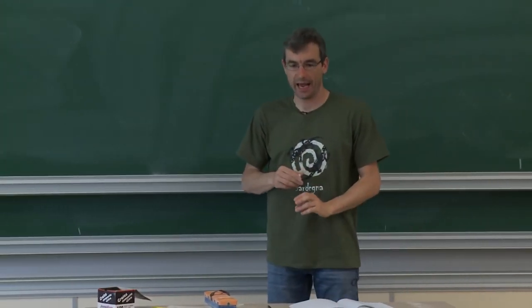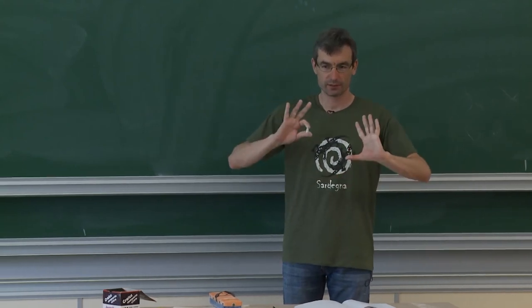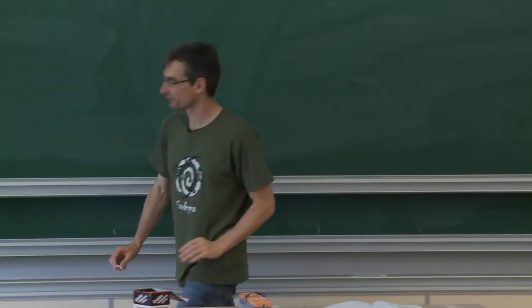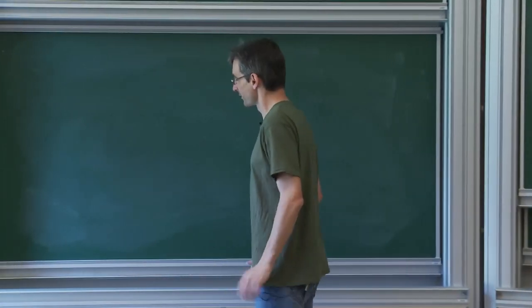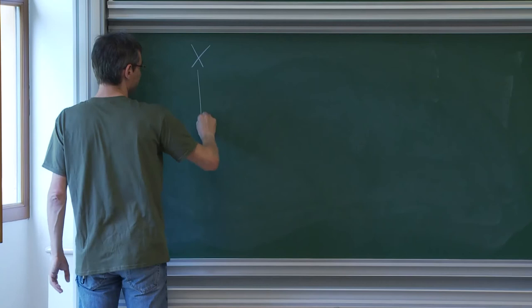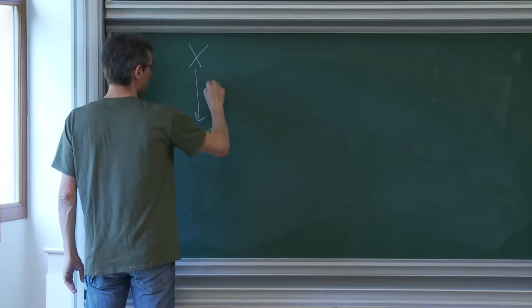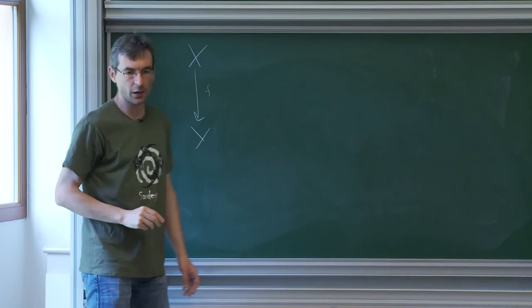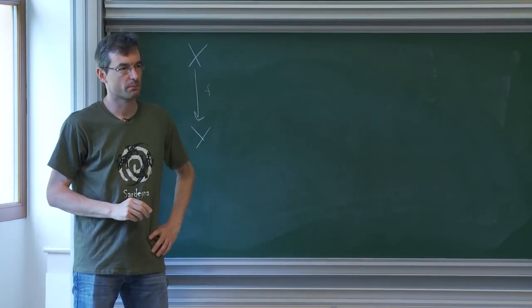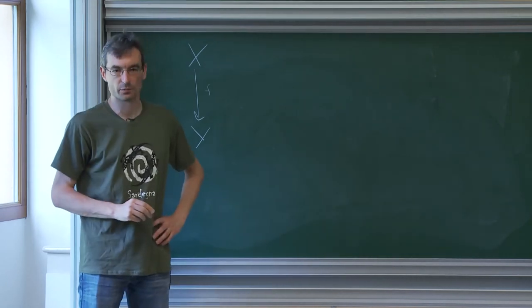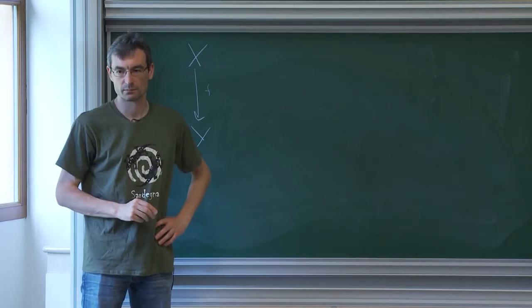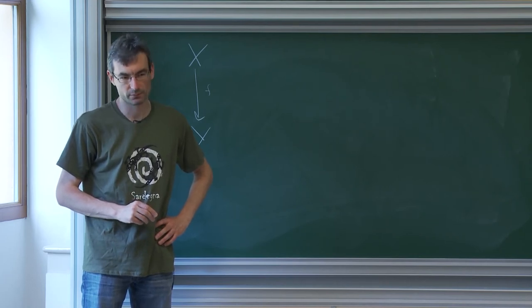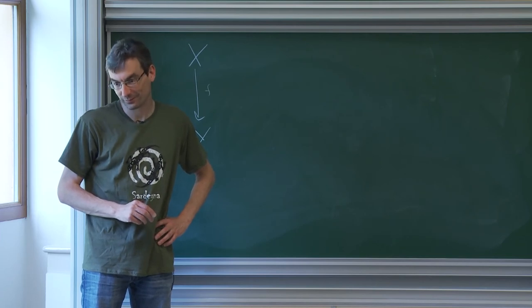Okay, now a scary creature will appear, so don't be afraid. Say I have a morphism f from X to Y. So who remembers how we define D-modules on X? D-modules on X de Rham: IndCoh or quasi-coherent? Either, and it doesn't matter.